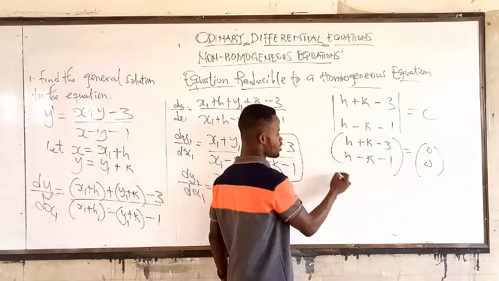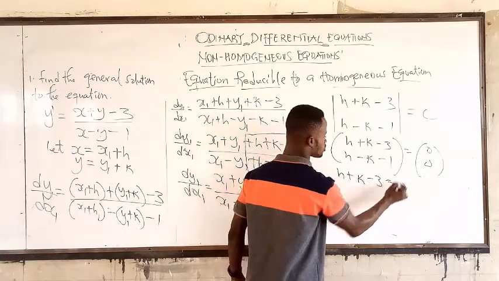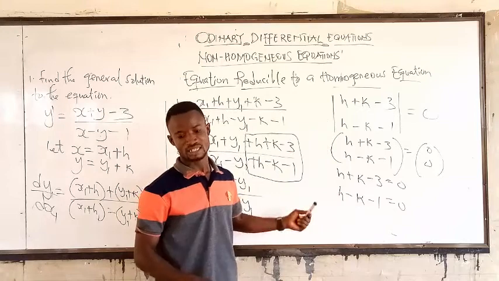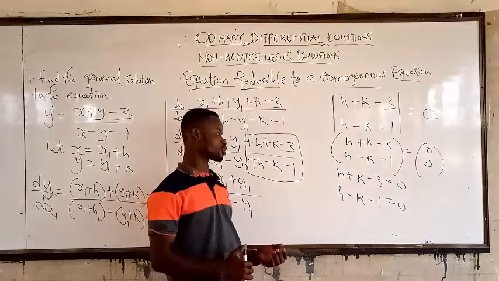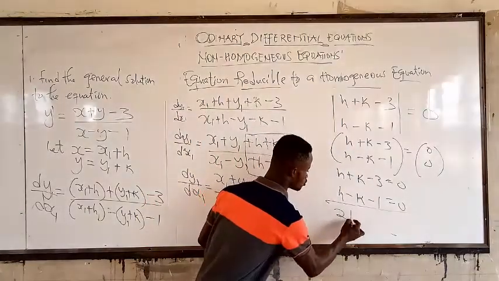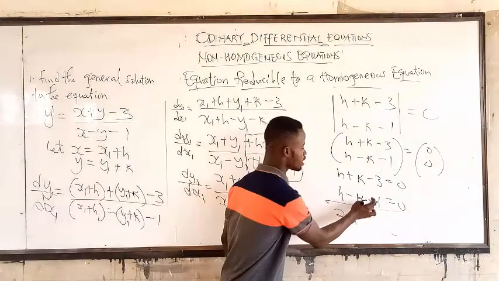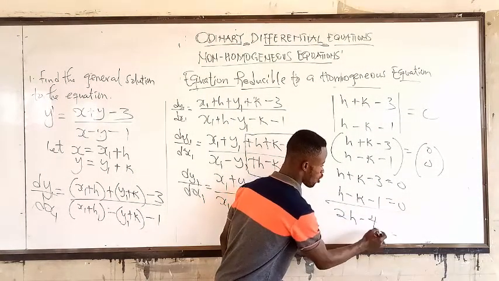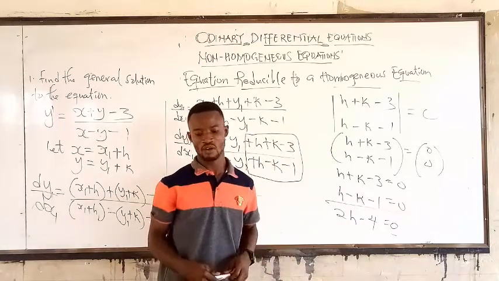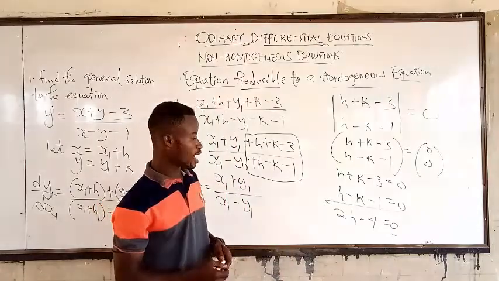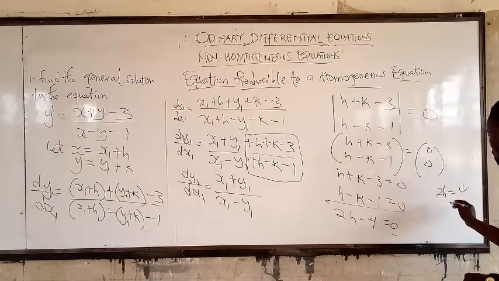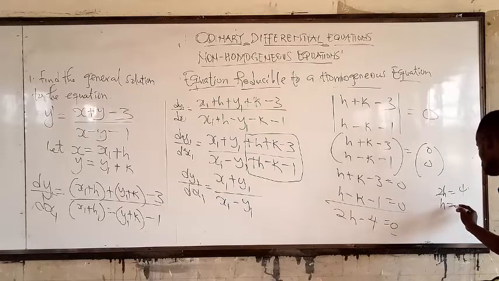So we can equate the numerator h plus k minus 3 to be equal to 0, then h minus k minus 1 to be equal to 0. Then we solve this simultaneously. You know how to solve this simultaneously. You can do the elimination method. Add this to this, you get 2h. Add this to this, you get 0. Add this to this, you get negative 4. Sorry, here negative 4 is equal to 0. So clearly we get 2h is equal to 4. Divide both sides by 2, you get h is equal to 2.